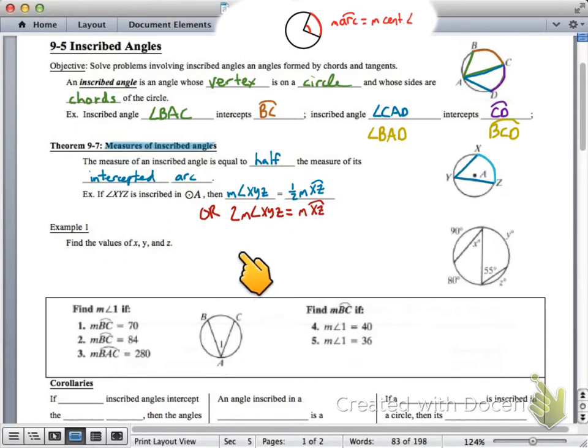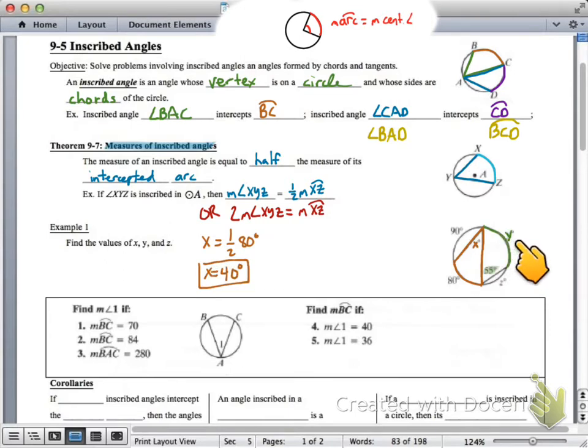So here's an example of what we're talking about. This diagram over here, we need to find the measures of X, Y, and Z. I'll start off by finding X. Well, where is X? It is the measure of the inscribed angle. The inscribed angle intercepts an arc of 80 degrees. So the angle, X in this case, equals 1/2 of the measure of the arc, 80 degrees. X equals 1/2 of 80, of course, which is 40.